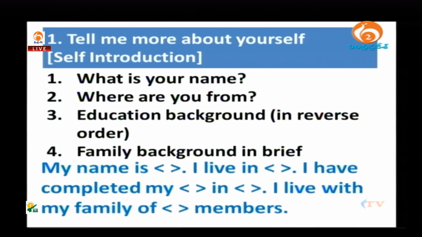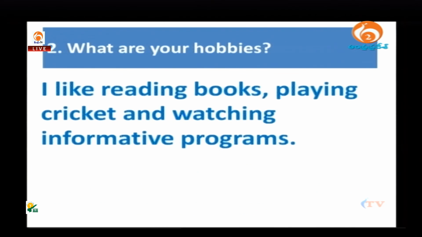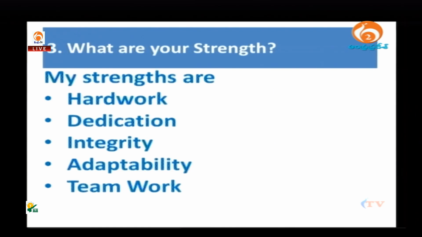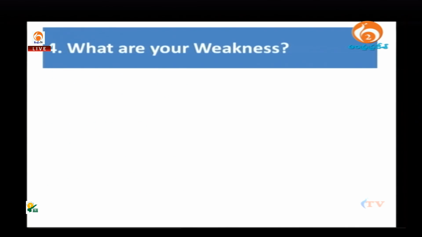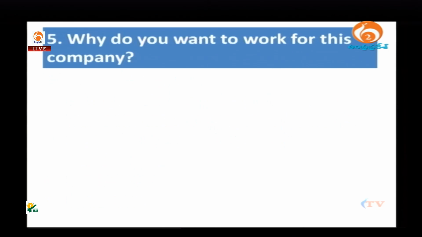What did we cover so far? Let's do a quick recap. Question number 1 was self-introduction. Tell me more about yourself. Question number 2 was, what are your hobbies? What are your interests? Question number 3 was, what are your strengths, your good qualities? Question number 4 is, what are your weaknesses, the developmental areas? And you have to be smart, where you don't really talk about weakness. These are your strengths from a different perspective.